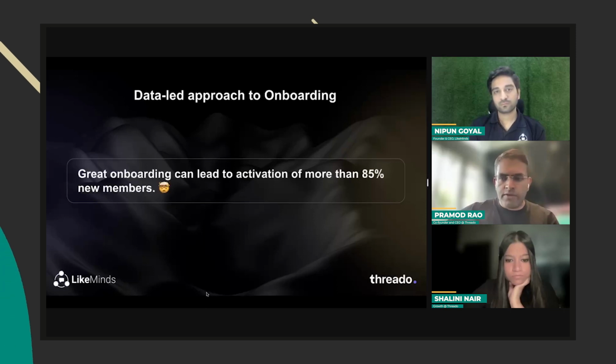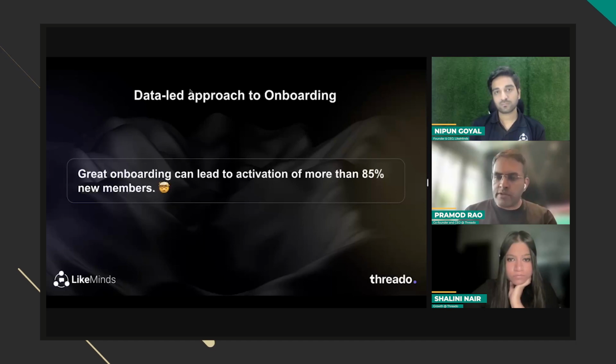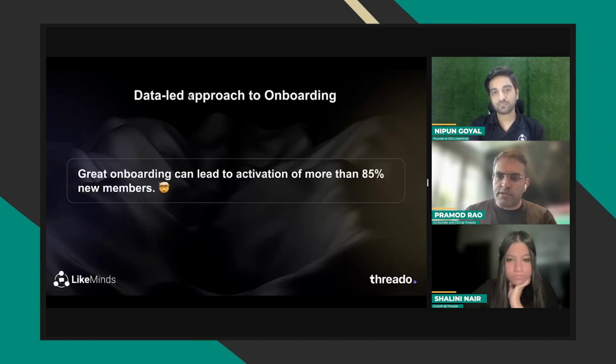Week 1 activation rate, and how many people are then coming back in week 2, week 3, and up to week 5, is very important to look at. Is your onboarding working? Do you need to change something? And make it slightly more data driven rather than just dropping a welcome message.